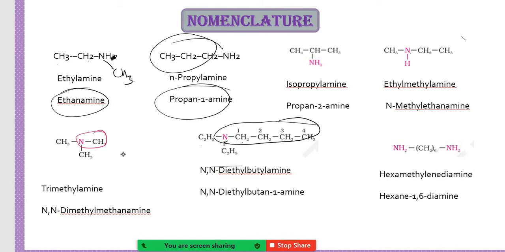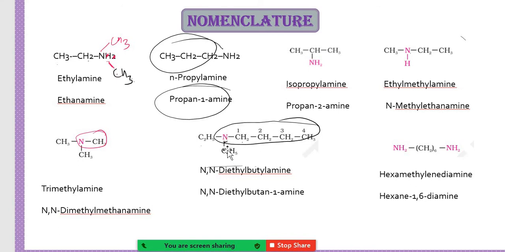N-dimethyl methanamine. Okay, so you can see here, this is ethanamine. Now if I replace this hydrogen with a methyl group, I'll say it as N-methyl ethanamine. If I replace both the hydrogens, then I'll write it as N,N-dimethyl ethanamine. So this way it goes. You can see here also.